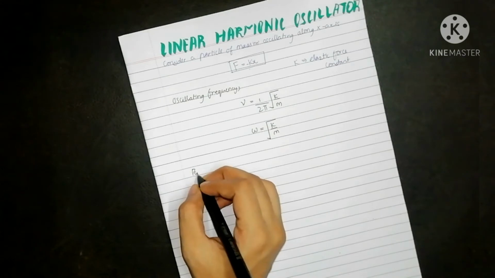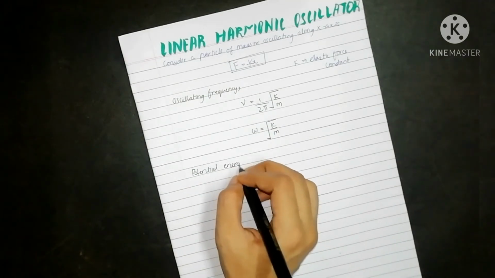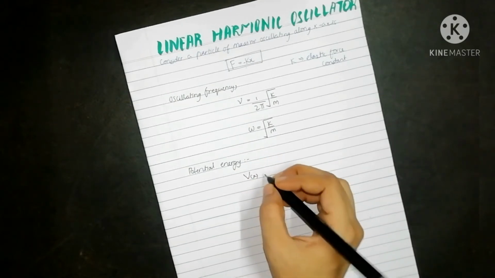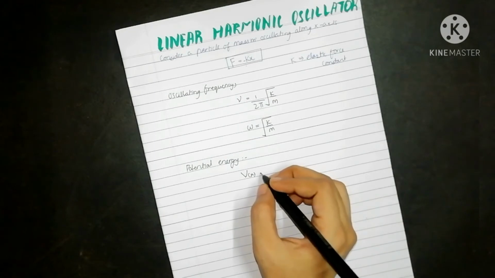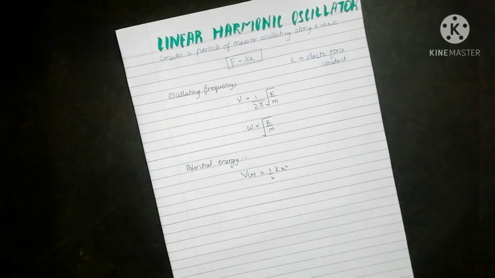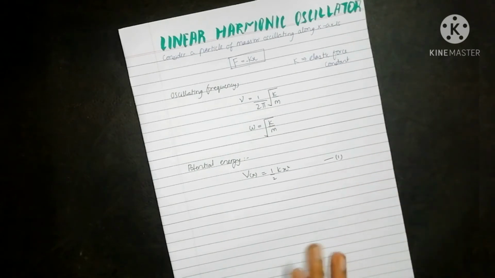Next, talk about the potential energy associated. So the potential energy of the particle can be written as V(x), since it is oscillating along the x-axis. So V(x) = 1/2 kx². We have the value of potential energy. Put this as equation 1.